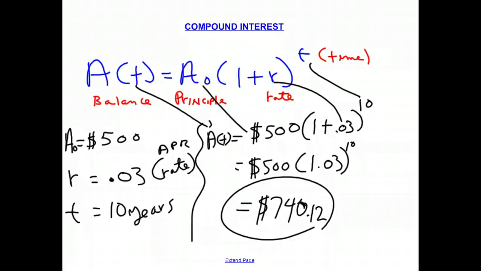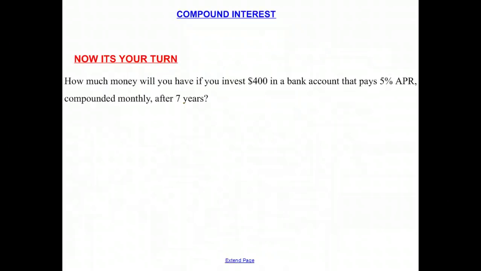And so now, the moment you've been waiting for, it's your turn. How much money will you have if you invest $400 in a bank account that pays 5% annual percentage rate, compounded monthly after 7 years? So if you're having trouble with this, go back, review the screencast, write down the formula, plug into the formula, and I'm sure you'll be able to find the right answer.